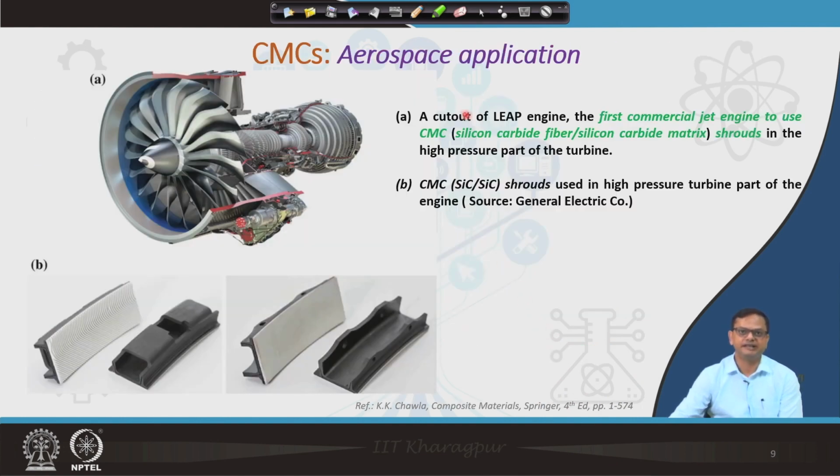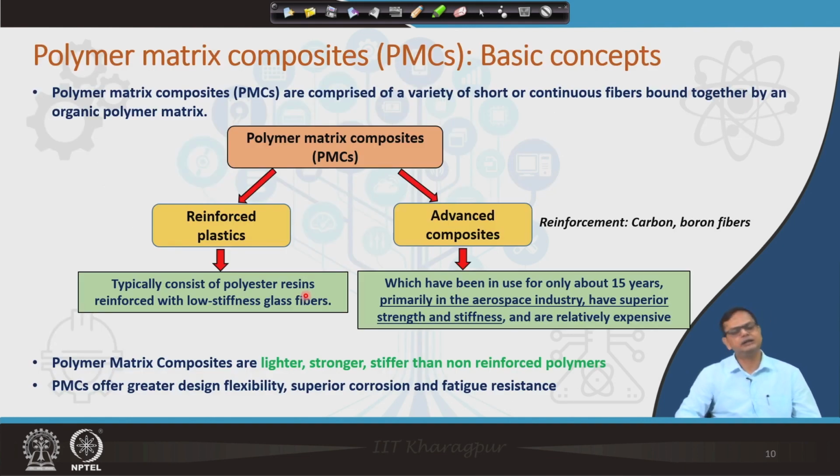Similarly, in aerospace applications, a very nice example you can see here. It says that the LEAP engine is the first commercial jet engine to use CMC, silicon carbide fiber with silicon carbide matrix. So, this is the CMC shroud. You can see the shrouds shown here, and the cross section of the shrouds shown here. This was done by General Electric, and for the first time CMCs have been used in this kind of high pressure part in turbines.